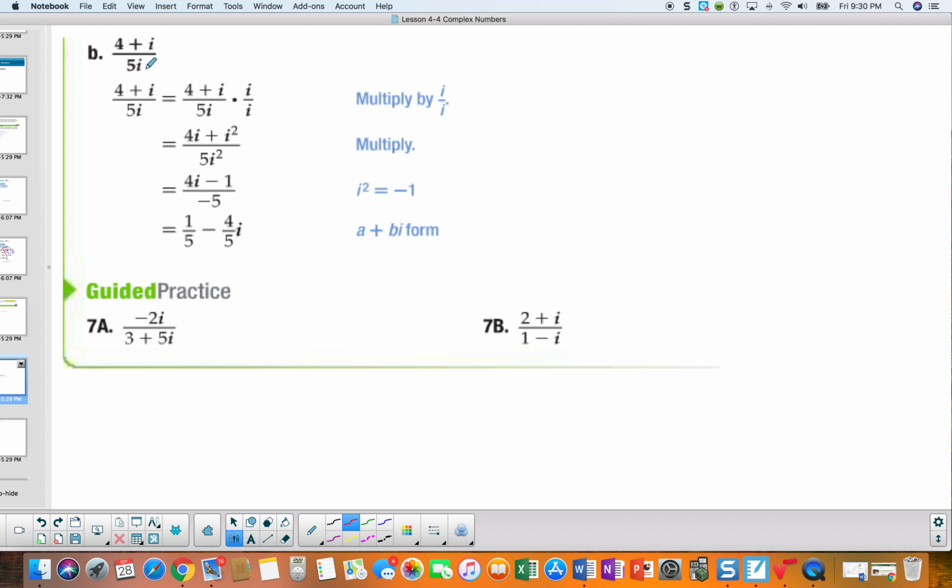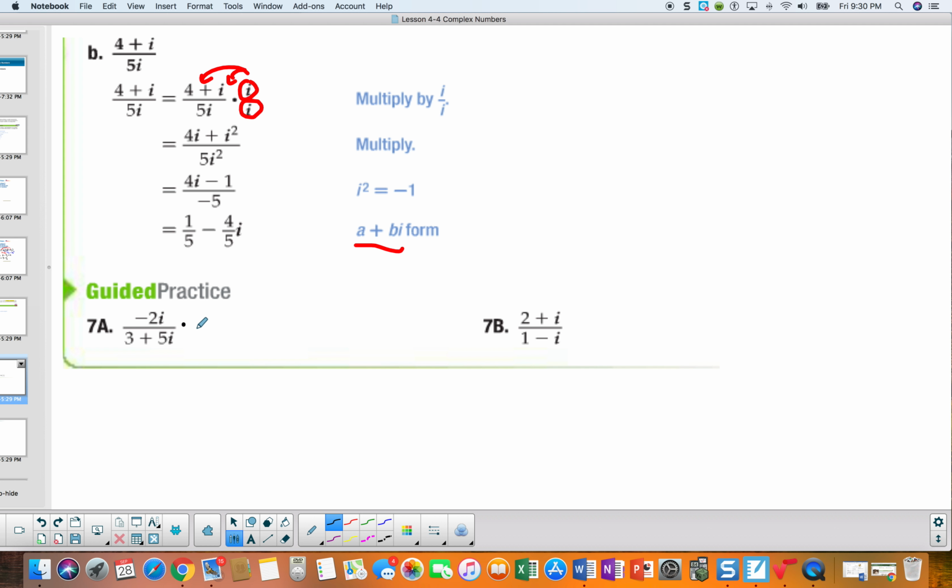All right, let's take a look at b and see how it's done. Here you have to multiply by just i. We don't have to worry about the conjugate, just multiplying by i. And that's because we want to create an i squared. i squared is going to be a -1. So we multiply numerator and denominator, go ahead, and you are going to distribute. You're going to get this. The i squares become -1. And then we can put it in the a plus bi form. Okay, let's go ahead and do this one.